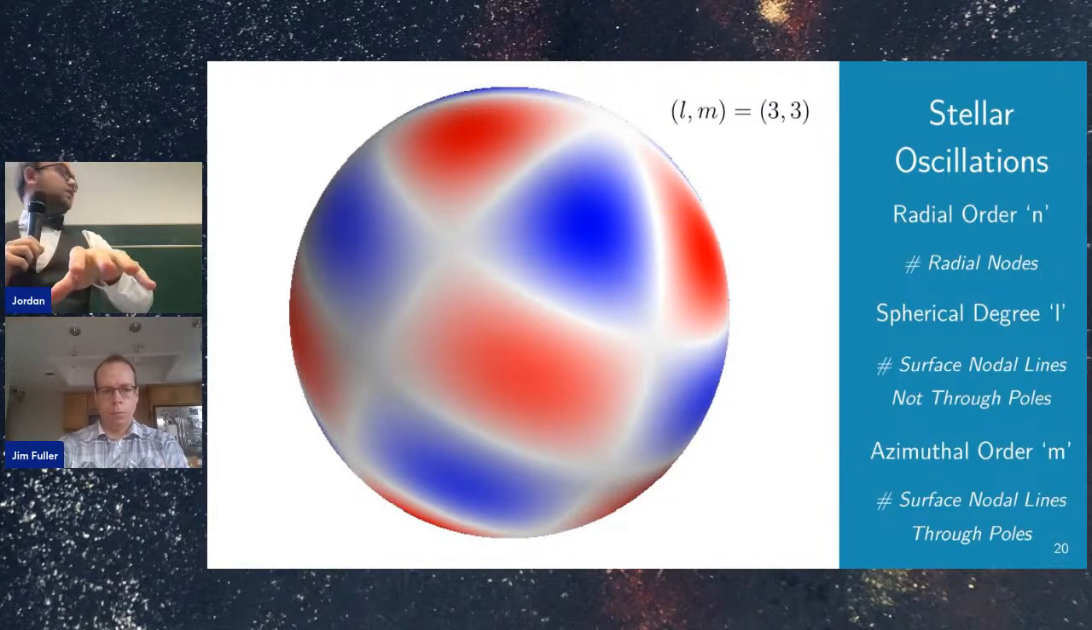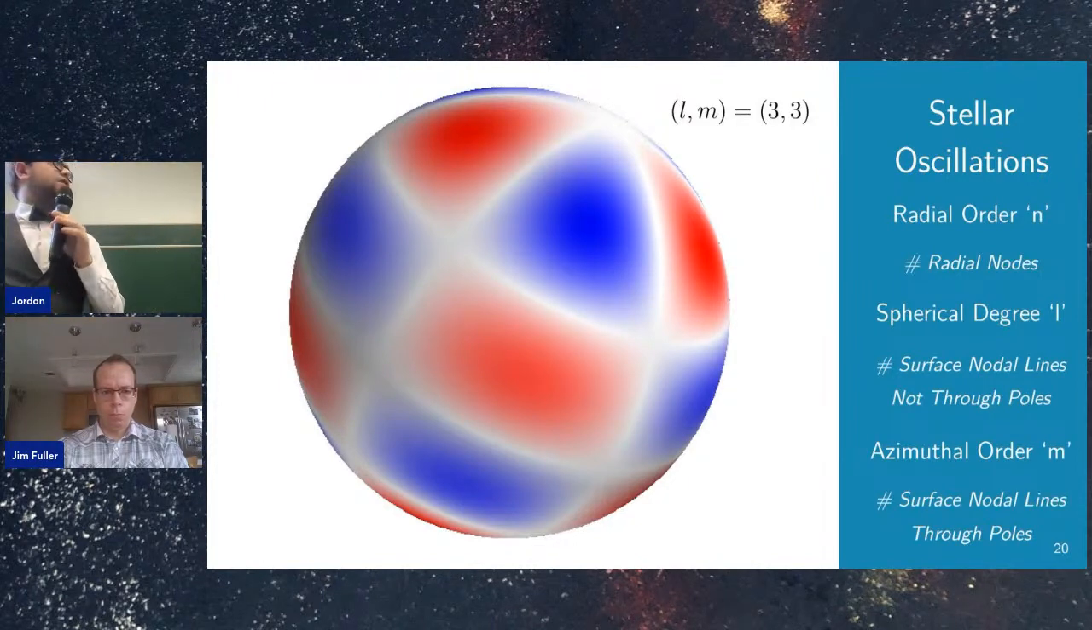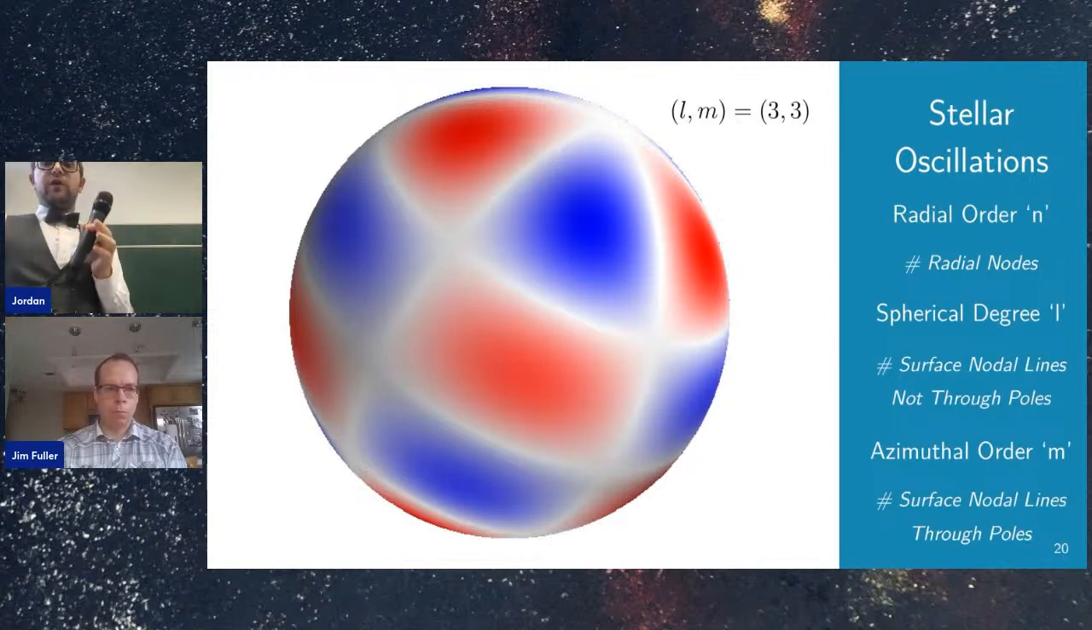Of course, the red areas on this picture are areas that are heating up right now and will cool down later in a periodic way. And the blue areas are cooling down right now and will heat up later on. The white zones are nodes, or nodal lines, that do not heat up due to this one specific gravity mode. So the spherical degree counts these nodal lines not through the pole, whereas the azimuthal order is the number of nodal lines that do go through the poles on the surface.